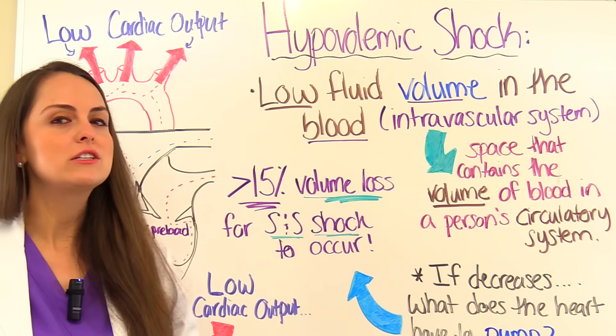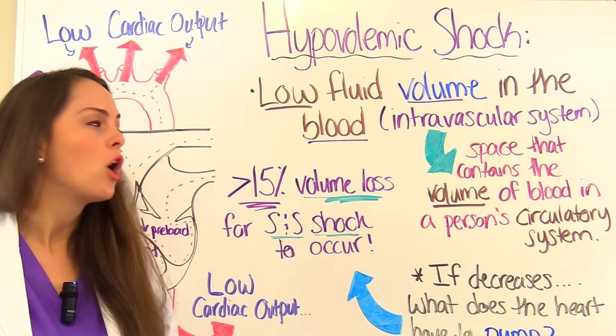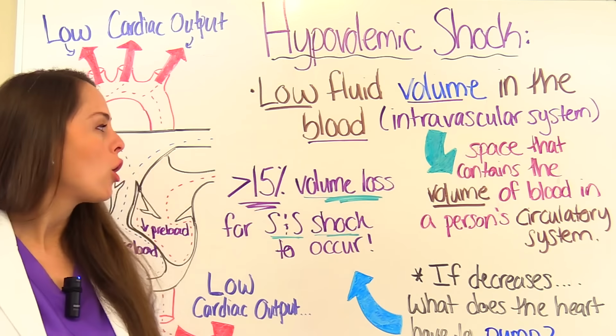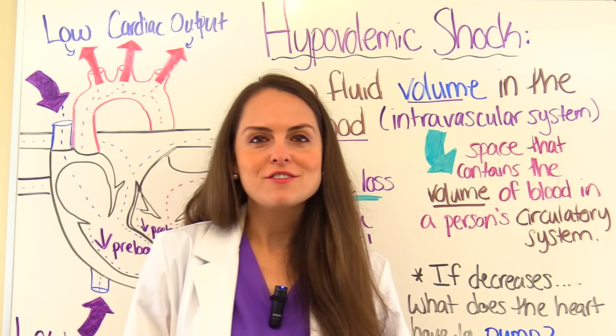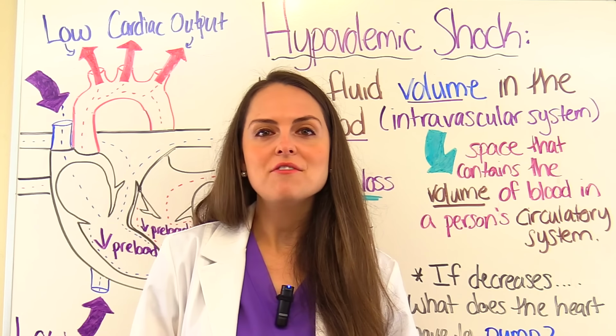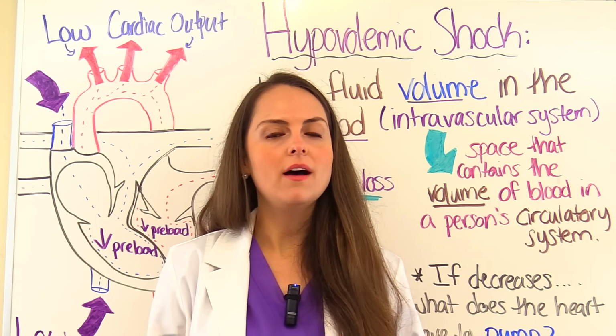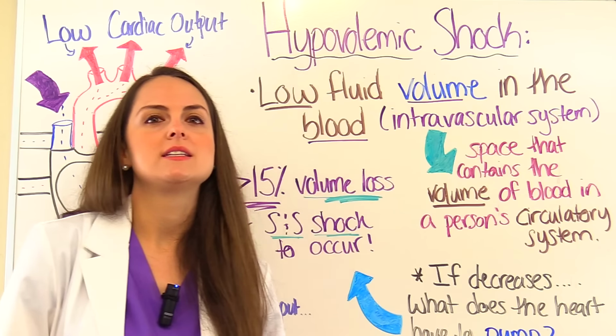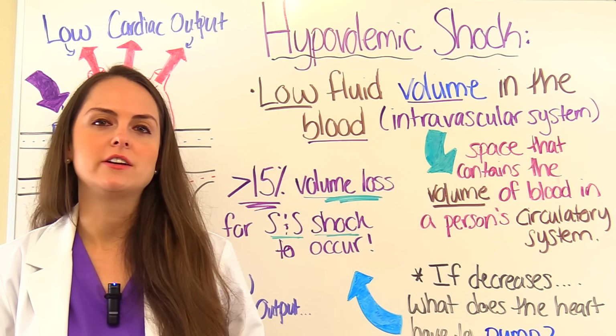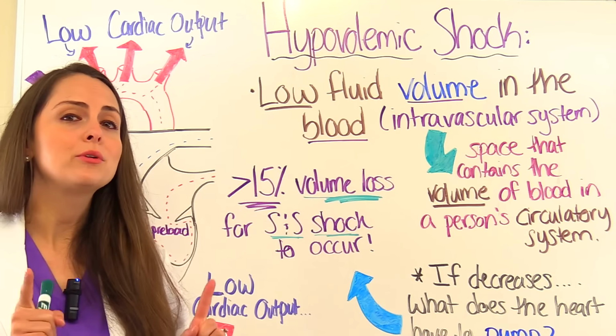Now, a person needs to lose about 15% or more of their volume for signs and symptoms of shock to occur. Now, in the average human adult, they have about 5 liters of blood. So if a person loses 1 liter of that 5 liters, they've lost 20% of their volume. So whenever they lose that much, they're going to start showing signs and symptoms of shock.